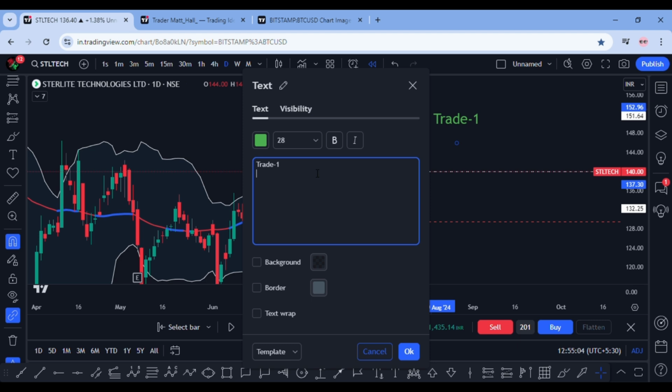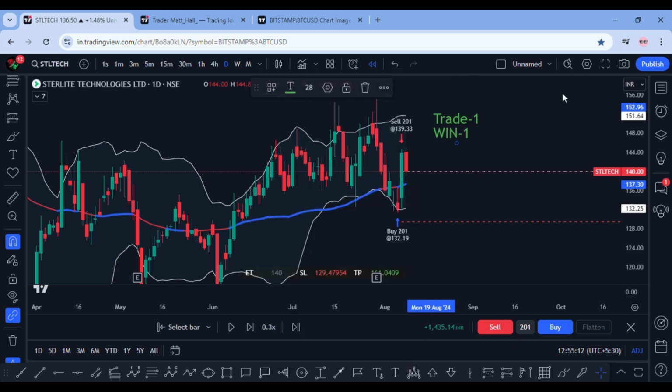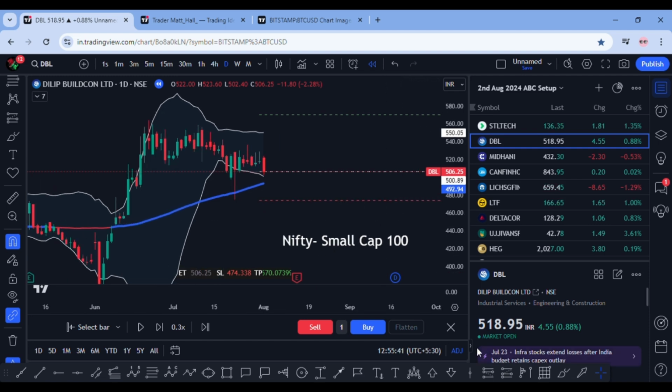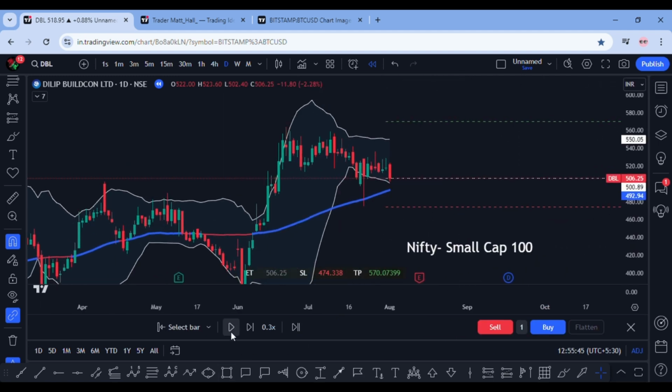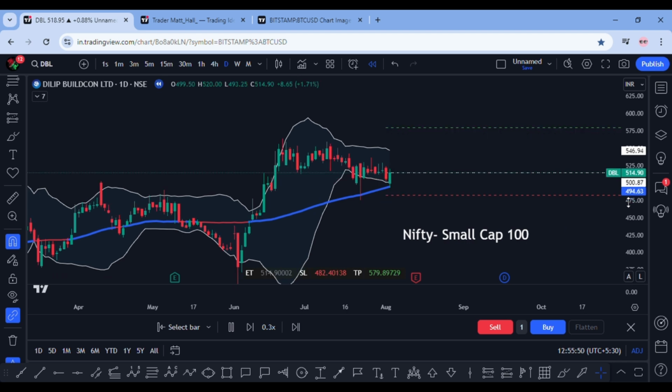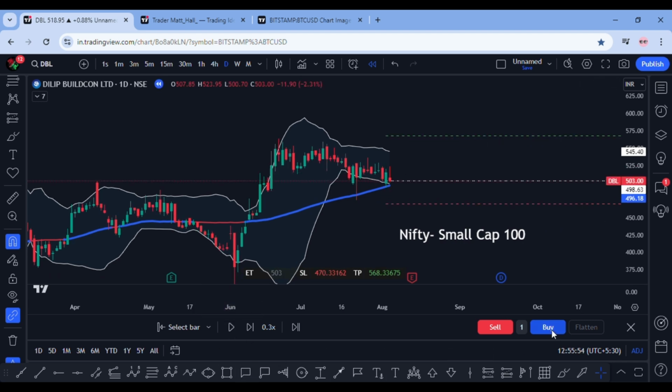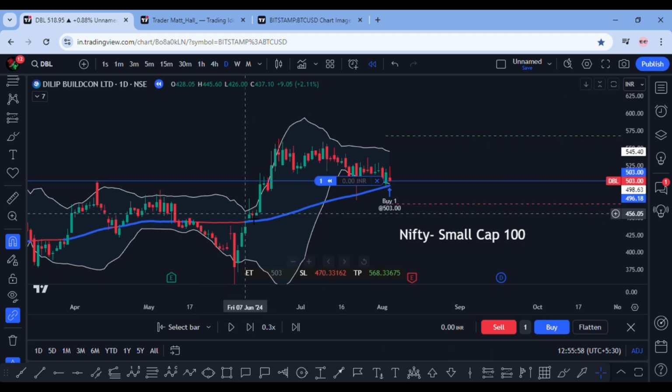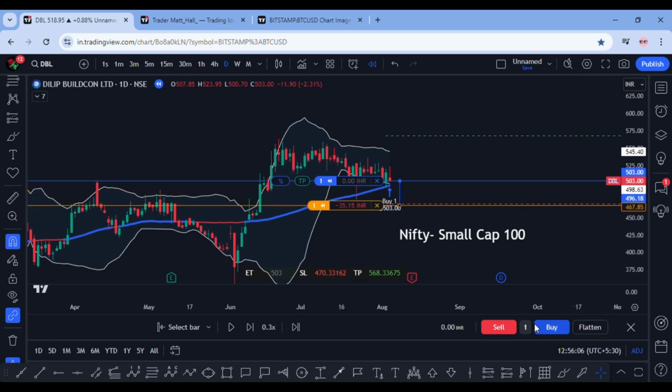Now, moving on to the second trade, which is DBL. We've spotted a bullish candle, and the next candle has just crossed above it. This is our signal to enter the trade since the high has been broken. According to our strategy, a new high is likely to be formed, so let's go ahead and enter this trade.